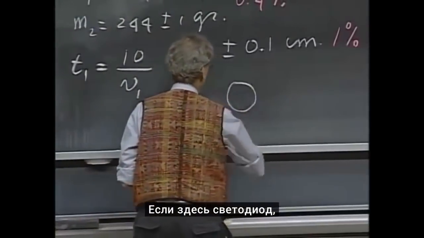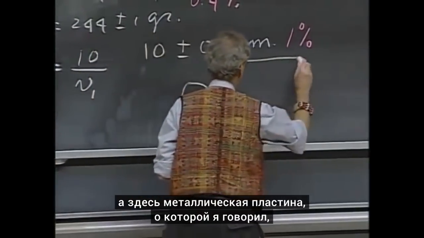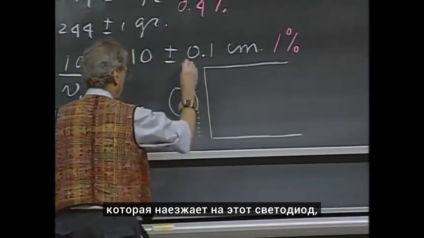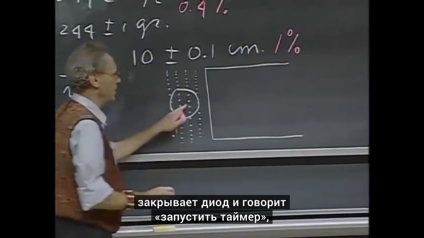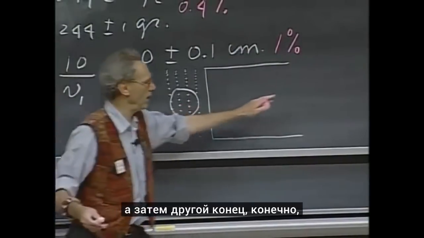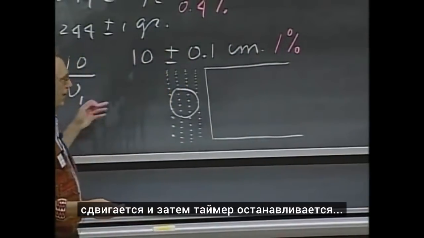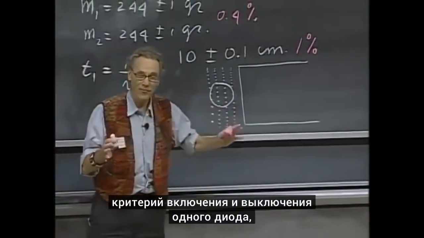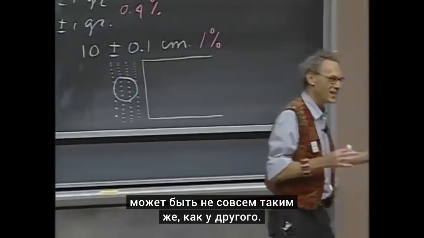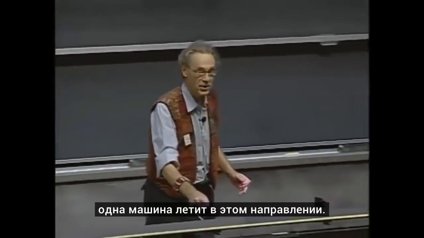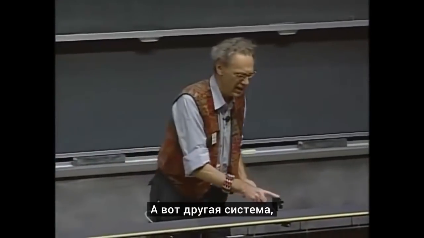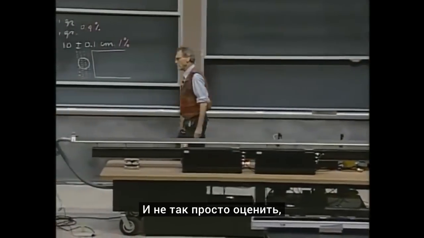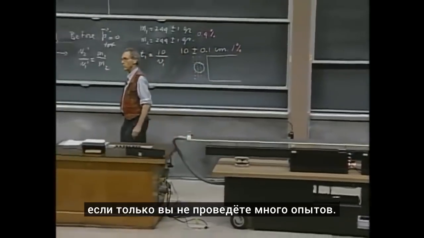There is, however, an additional problem that is very difficult for me to evaluate, and that's the following. Here is that light-emitting diode, and here is that metal plate that I mentioned to you, which comes over this diode, occults the diode, and says, start the timer, and then the other end, of course, moves off, and then the timer stops. That criterion for on and off for one diode may not be exactly the same as for the other. Here is one system, one car will fly in this direction, and here's another system, and the car will fly in that direction. That's not so easy to evaluate unless you do a lot of experiments.